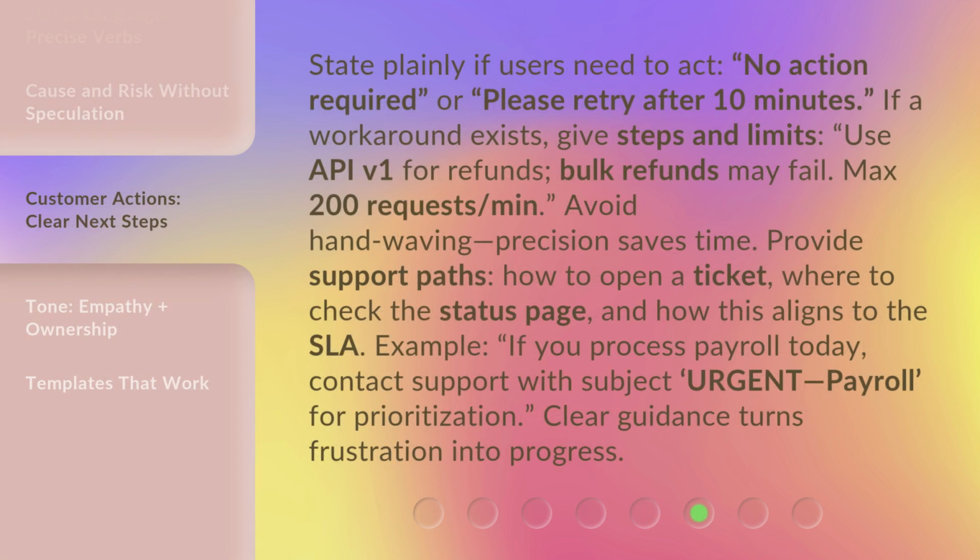State plainly if users need to act, no action required, or please retry after 10 minutes. If a workaround exists, give steps and limits. Use API v1 for refunds. Bulk refunds may fail. Max 200 requests per minute. Avoid hand-waving. Precision saves time.